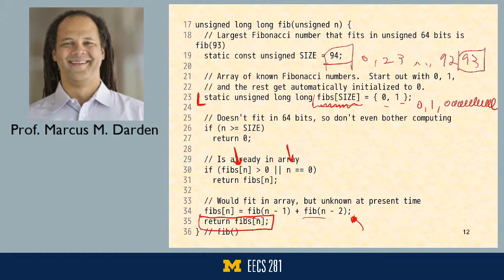That was the major change in our recursive algorithm: before we return, write it down, then return it. And then before we calculate, if it's already calculated, just return it. That's DP.